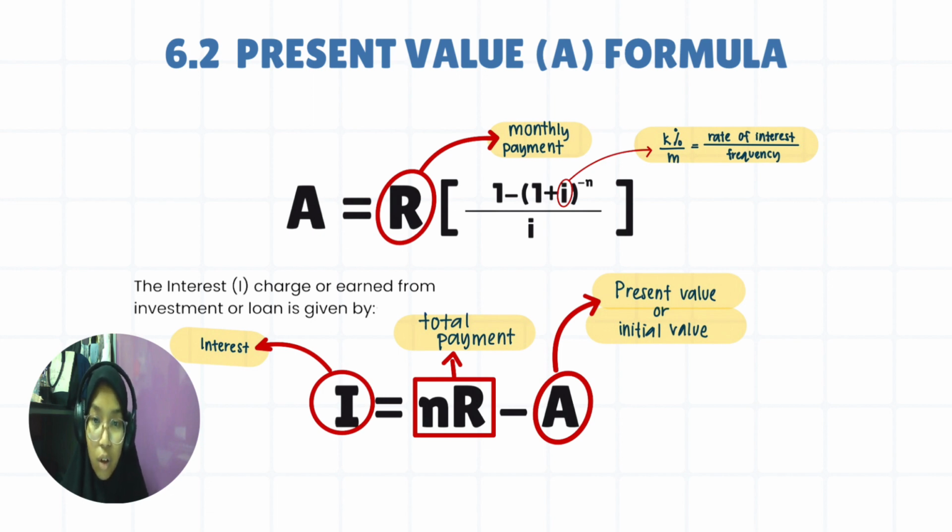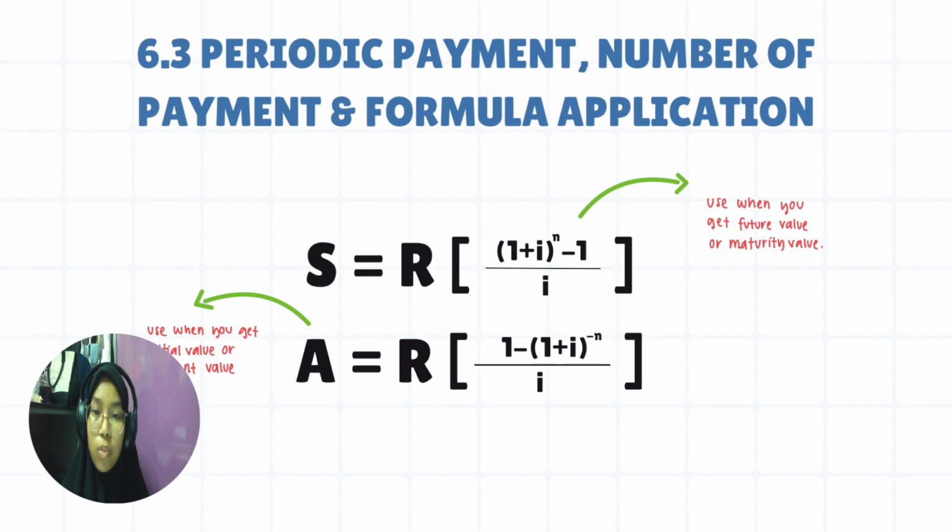Like I said before for the future value formula, for the interest we can find it from this formula: I equals N times R minus A. So let's move on to 6.3. For 6.3, credit payment, number of payments, and also formula application.